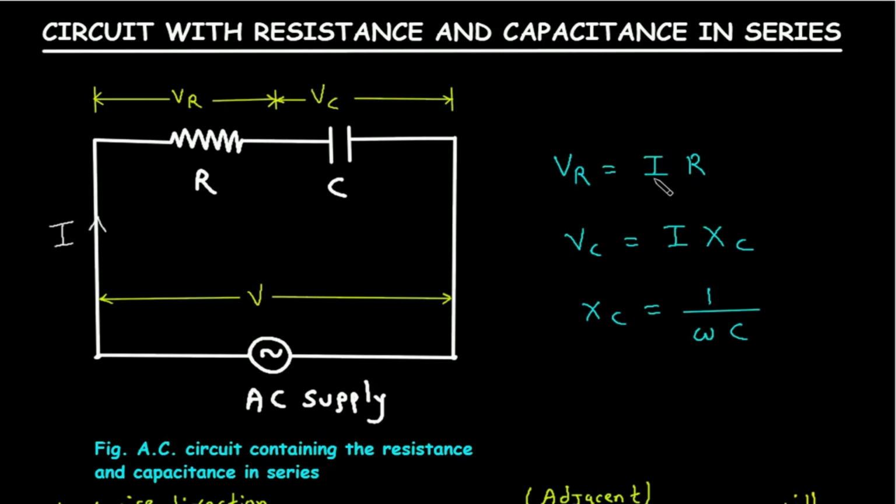Now VR is equal to I into R. According to Ohm's law, voltage is equal to current into resistance. Also, VC is equal to I into XC, where this XC is the capacitive reactance. Also, this XC is equal to 1 by omega C. This omega is the angular frequency.